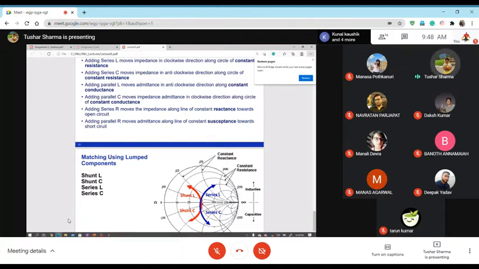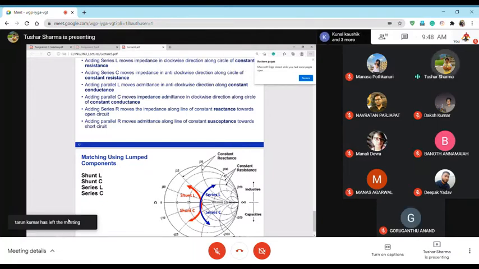When you add a series C, your impedance moves again on the constant resistance circle, but in anti-clockwise direction. Series L, clockwise direction on constant resistance circle. Series C, anti-clockwise direction on constant resistance circle. Why is it anti-clockwise? Because it's capacitive, and capacitive gives negative reactance, while inductance gives positive reactance. Depending on that, it decides whether the impedance will increase in the positive part or the negative part, and accordingly it will move clockwise or anti-clockwise.